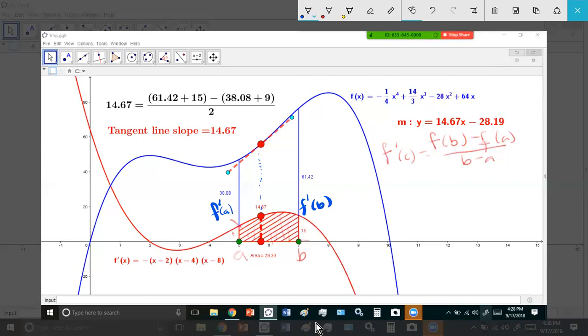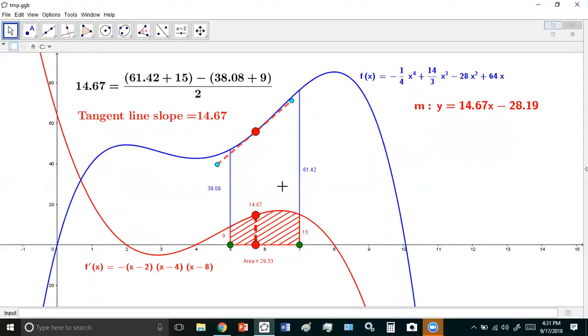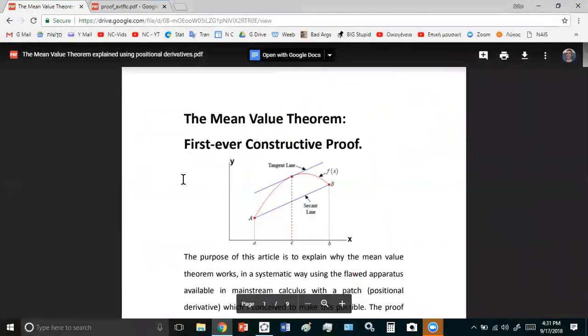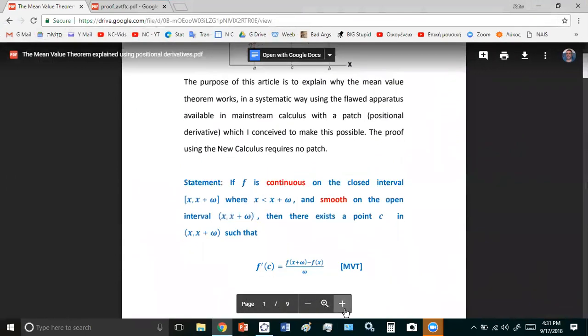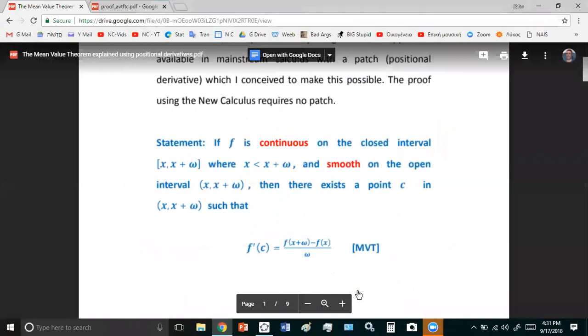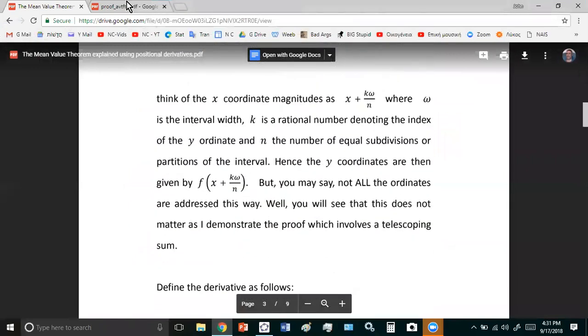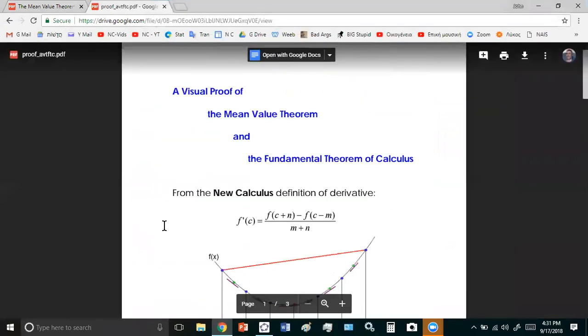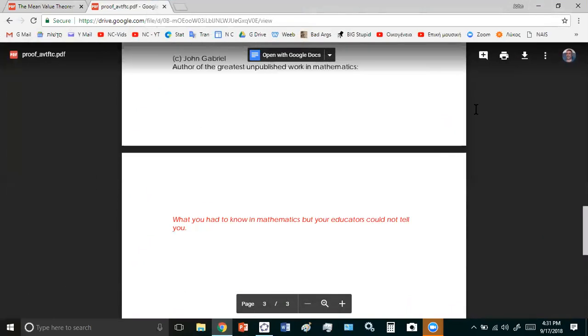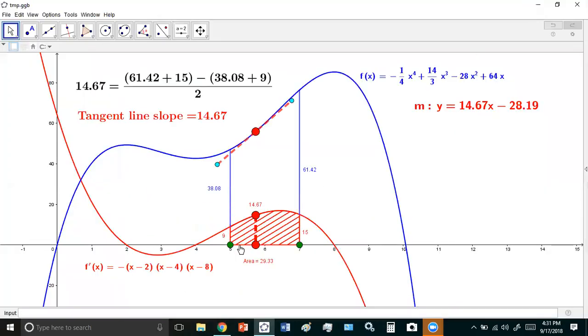And it's very easy to see how this line length is the arithmetic mean of all these infinitely many ordinates in this region. And I'm about to show you how. On my website, on my Google Drive, you will find two proofs. One using the machinery of your bogus calculus, which is this one, and the other one using the new calculus. And I will provide links to both in a moment.